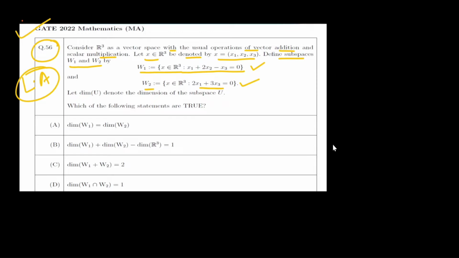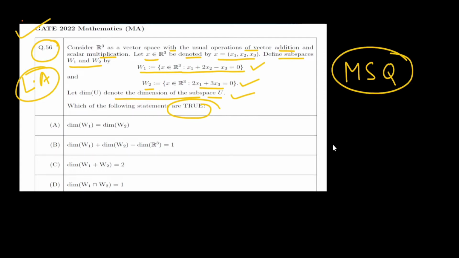Let dimension of U denote the dimension of the subspace U. Then which of the following statements are true? Here, note that the question is an MSQ, that is, a multiple answer type question, so more than one option is correct. Now the concept behind the question is here.